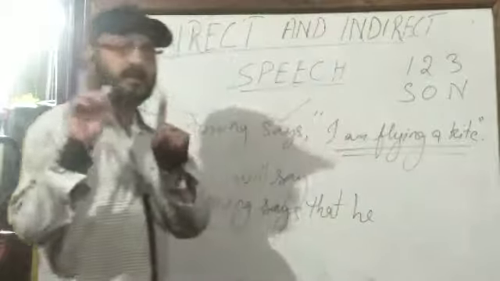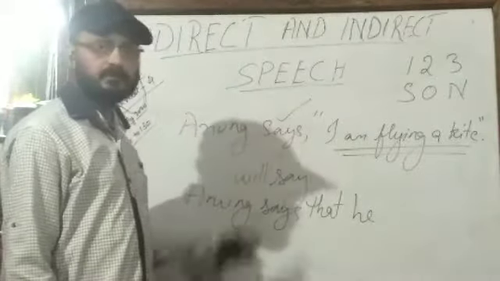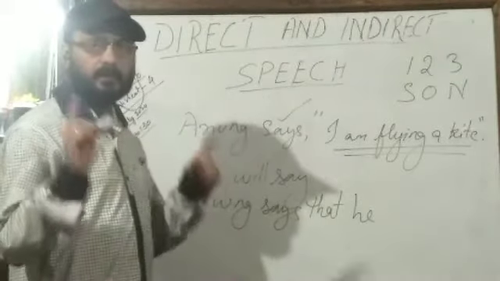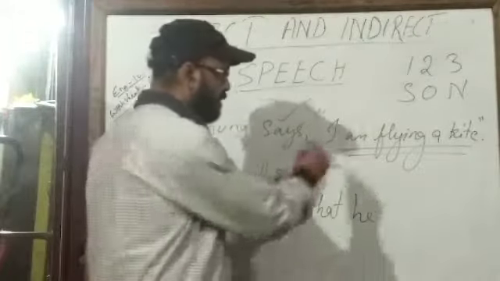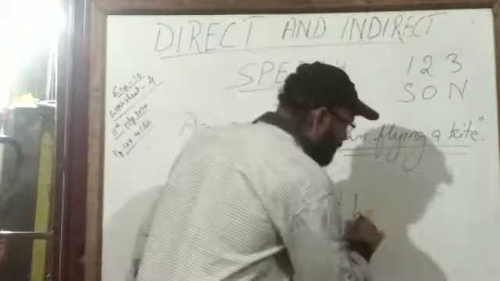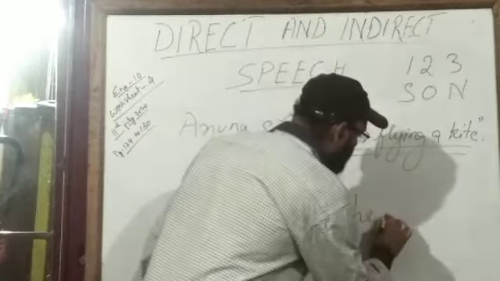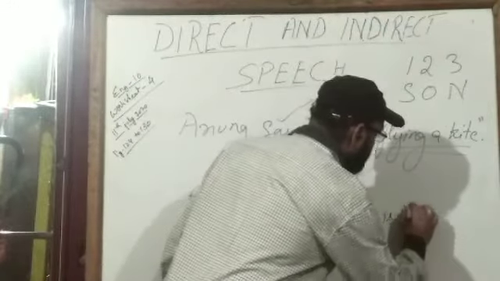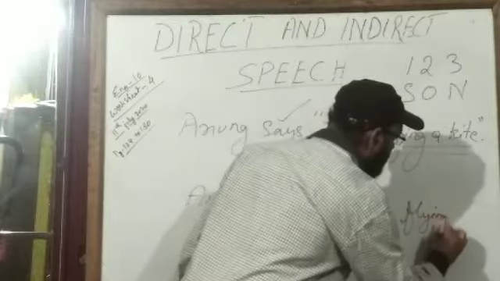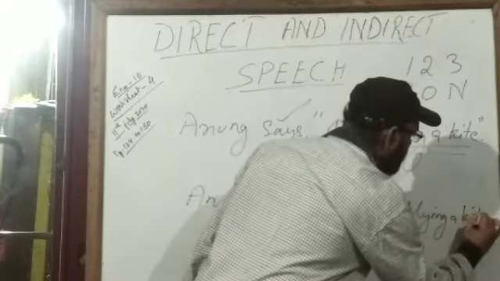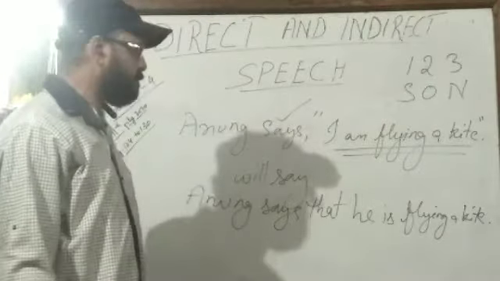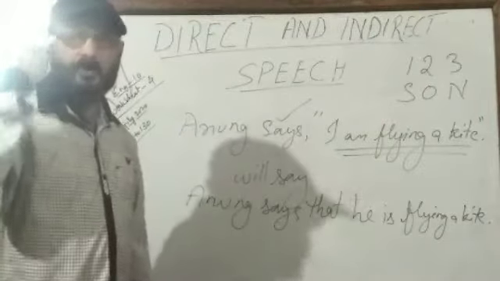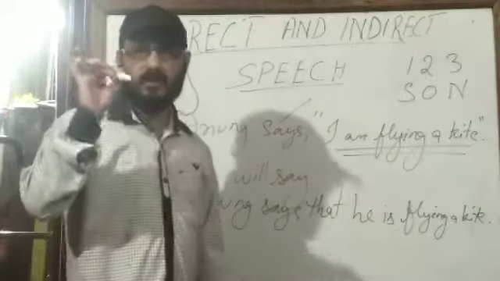Now tense does not change when the subject of the reporting verb is in the present tense. We know that there shall not be any change. Therefore, the tense will be, since it is third person, so it will be "is flying a kite." Now remember, my dear students, in indirect speech, it is always followed by a full stop.